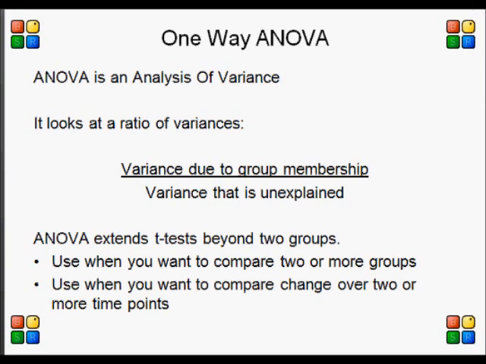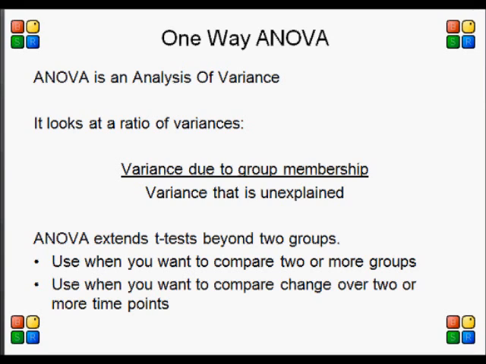ANOVA extends t-tests beyond two groups because sometimes you want to look at not just men versus women, African American versus Caucasians. You want to compare multiple ethnicities, multiple programs of study, and so on. And ANOVA lets us look at all these comparisons with one single test, and I'm going to explain why that's important a little later on.